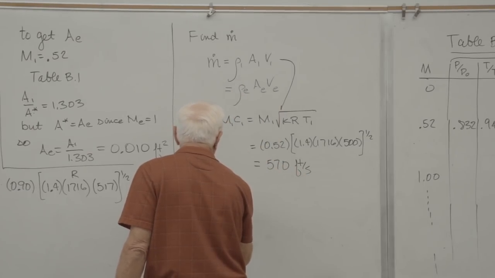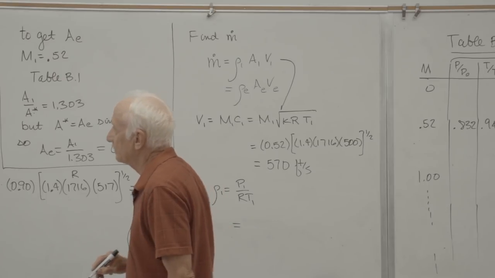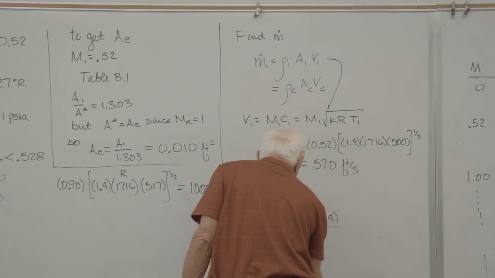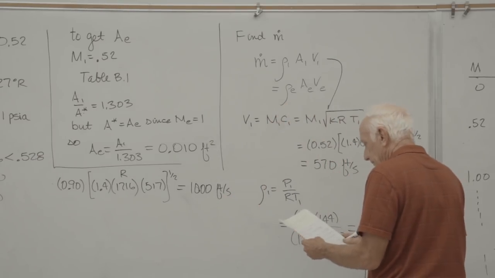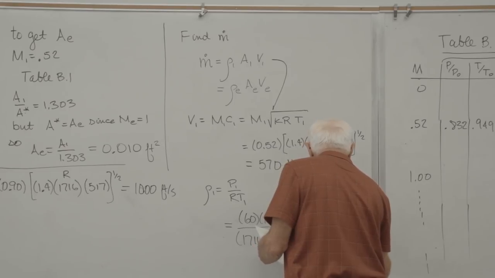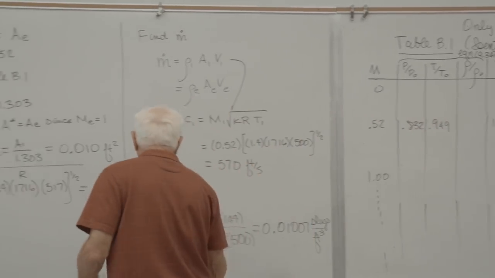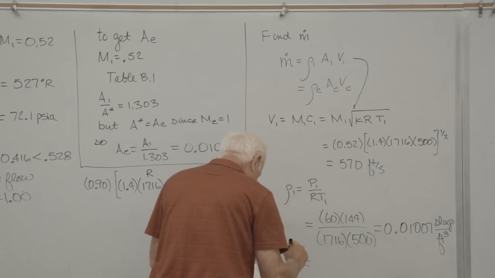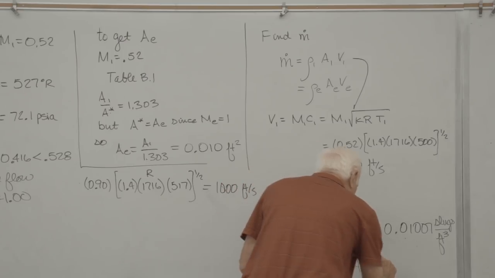I need rho 1. Okay, rho 1 is P1 over RT1. My pressure P1 given to me, 60 times 144, divided by R, 1716, divided by T1, 500, is equal to 0.01007 slugs per cubic foot. Got it. Put it in the equation. M dot equals rho 1 A1 V1. And when you do that, you're going to get 0.0745 slugs per second.